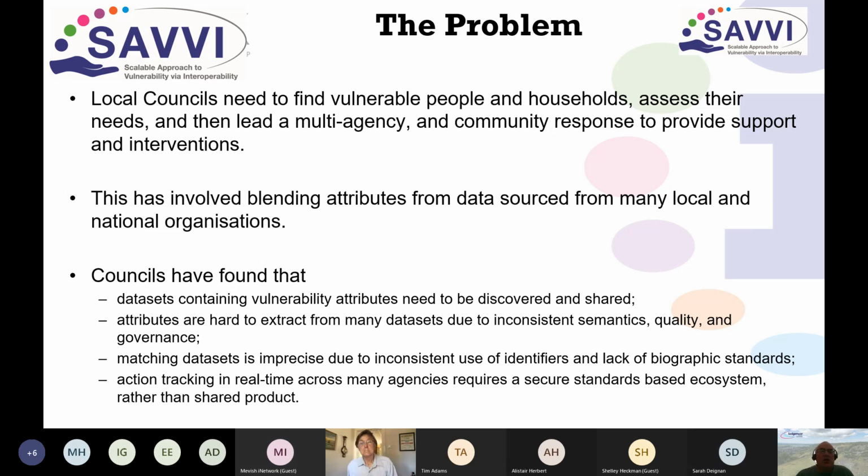So councils need to know which organisations have got what data, and the information governance position that might allow that data to be used to find vulnerable people with a particular vulnerability. And having got data, we need the standards and the vocabularies to join it up. And having assessed people's needs, we then need to be able to track actions across partners and be sure that people are getting effective support.